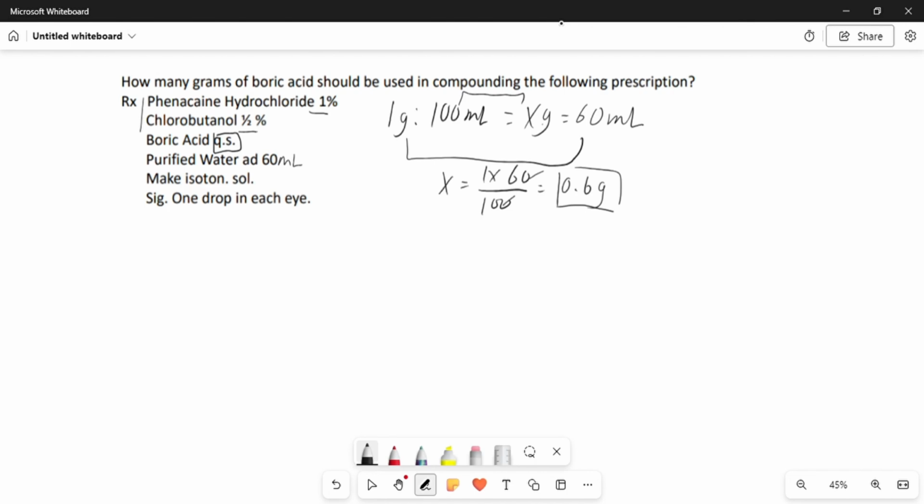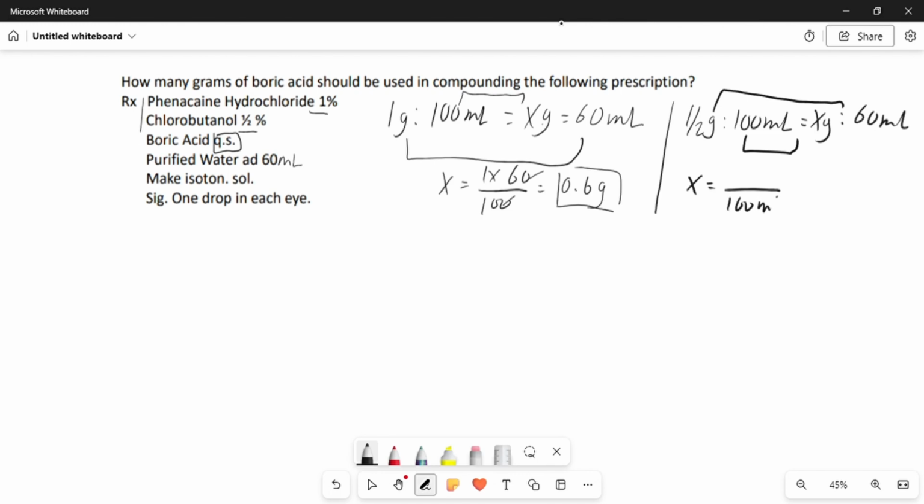As for chlorobutanol, the proportion will be discussed here. So it is 1/2 or half, 1/2 gram to 100 ml. Then the ratio is to x gram for each 60 ml. So we'll cross multiply and we will yield x will be equal to 100 down here, and 1/2 is here, times 60. So we'll be having the value 0.3 grams. So here we've got the weight of chlorobutanol.